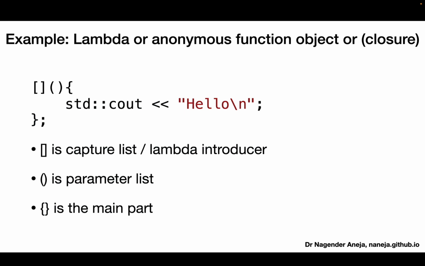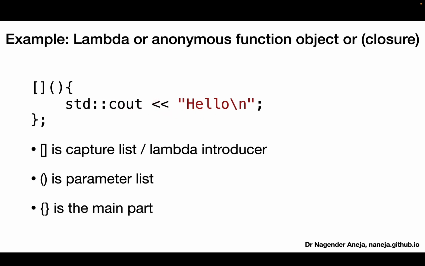Okay, so now we'll formally introduce the lambda function. Lambda function is this format. This is called the capture list or the lambda introducer. We'll talk about this capture list soon. It is where we want to capture the local variables. And this is the parameter list that we have just now used, where we pass the accumulator and the y, or x and y. Parenthesis is the parameter list, square bracket is the capture list or lambda introducer, and the braces are the main part.